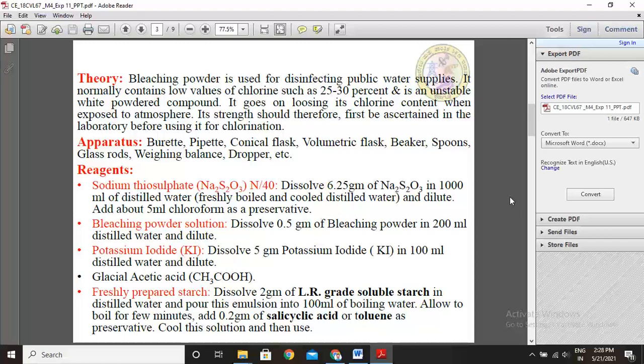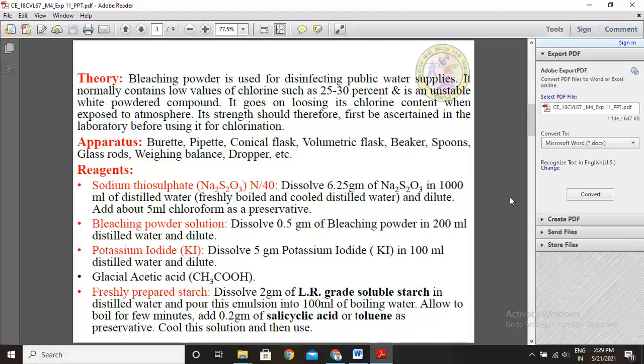Next, freshly prepared starch is also required for this experiment. How to prepare freshly prepared starch? The procedure is given here. Dissolve 2 gram of LR grade soluble starch in distilled water and pour this emulsion into 100 ml of boiling water. Allow it to boil for a few minutes and add 0.2 gram of salicylic acid or toluene as preservative.